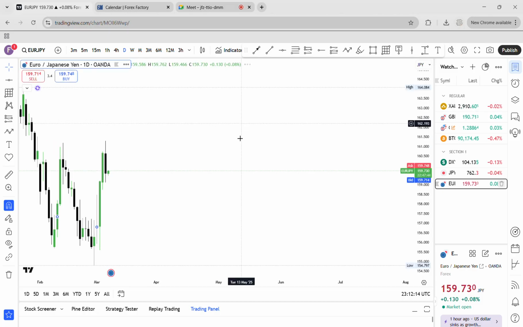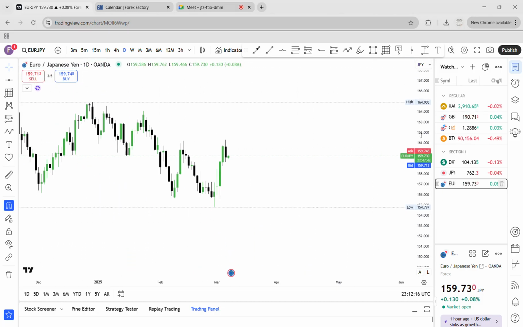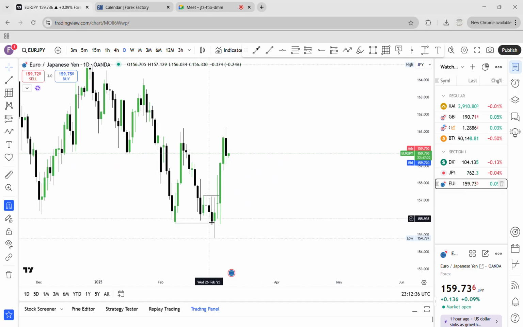So go to the daily. What do we have in the daily? We have a high, a low, then a break of this area. We seek this low, then we broke a structure right here. When did we break the structure? On Tuesday. Ever since, price hasn't retested this area.